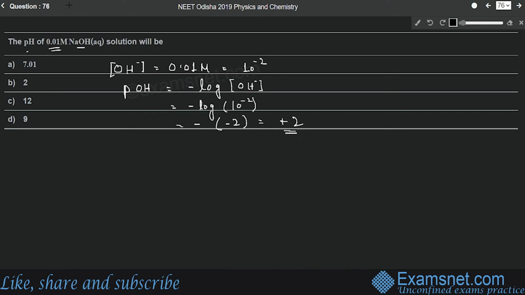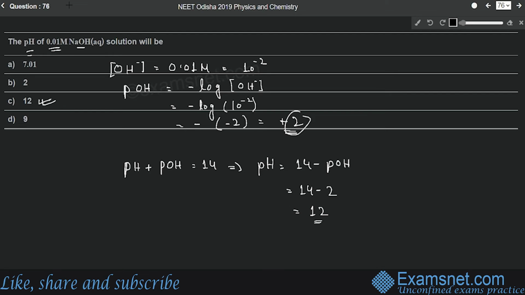Now we have to find the pH, and we know that pH plus pOH is equal to 14. So pH will be equal to 14 minus pOH, right? 14 minus pOH is 2. So 14 minus 2, that will be 12. So the correct option will be option C.